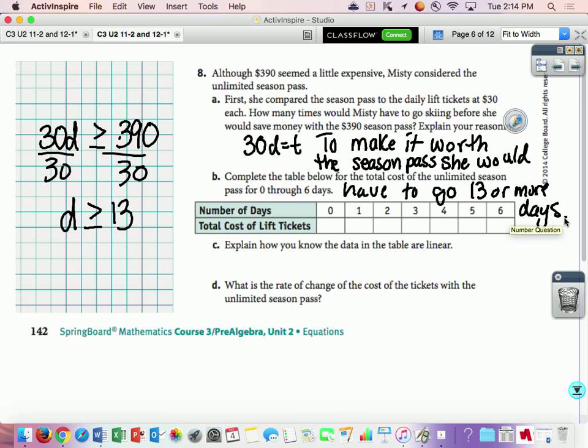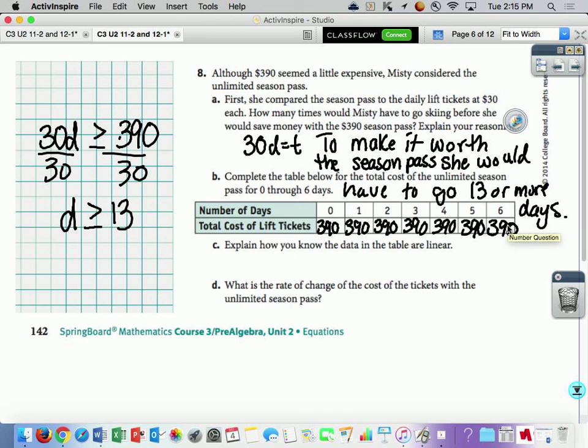Alright, complete the table below for the total cost of the unlimited season pass for 0 through 6 days. So every day she's going to be at $3.90. She spends $3.90 the first day, and since it's just that base price of $3.90, that's all she's spending. So day 1, still at $3.90. Day 2, she still only spent $3.90. Same for day 3, same for day 4. She's never spending any more money because that season pass is a one-time buy.